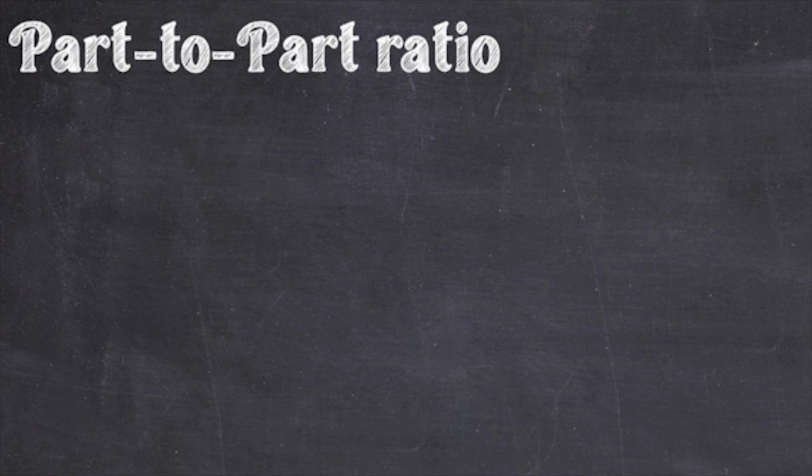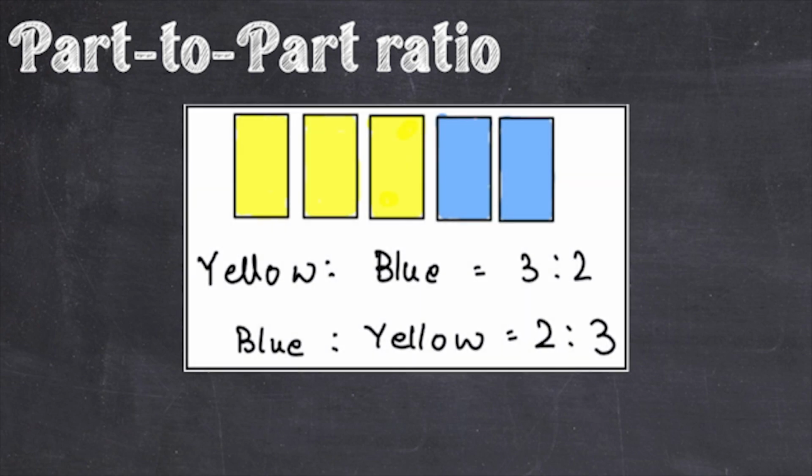There are 2 ways to compare quantities using ratios. The first one is a part-to-part ratio. The part-to-part ratio shows how 2 separate quantities are related. That is, how much bigger or smaller one is than the other. Remember our colored blocks example? This is a part-to-part ratio because we are comparing 2 separate parts of this group of 5 blocks, the yellow part and the blue part, with each other. The ratio of blue to yellow blocks is 2 to 3, and the ratio of yellow to blue is 3 to 2. This shows that there are fewer blue blocks than yellow blocks.